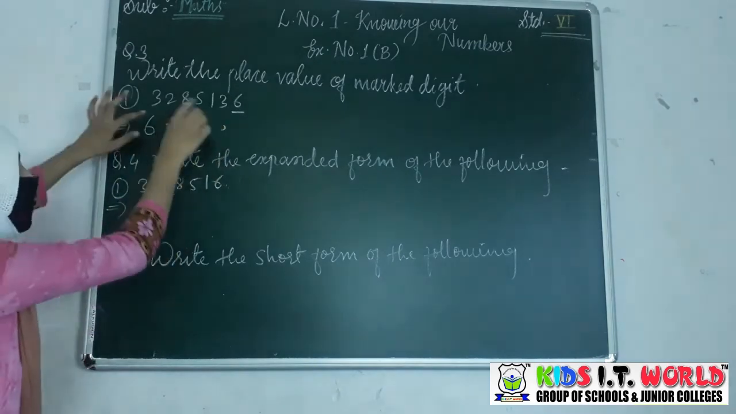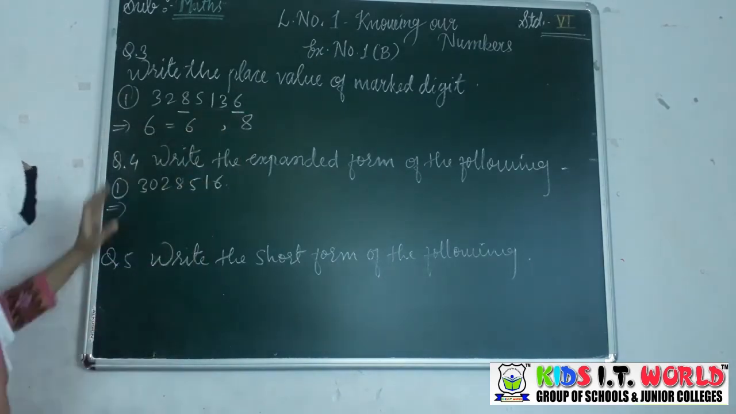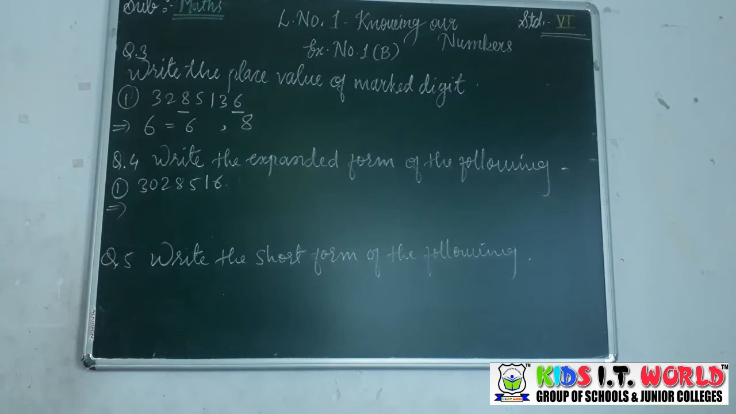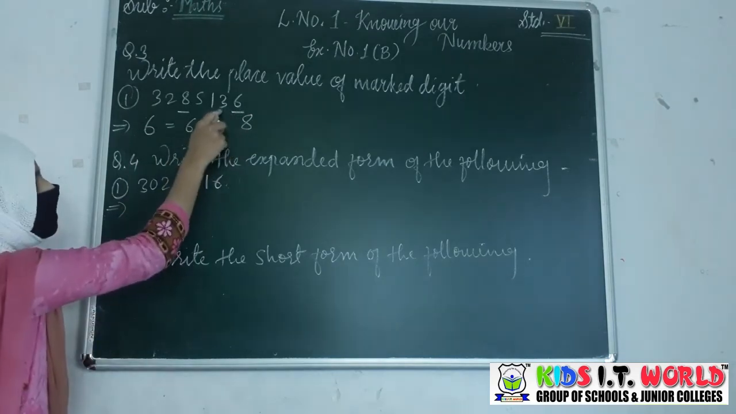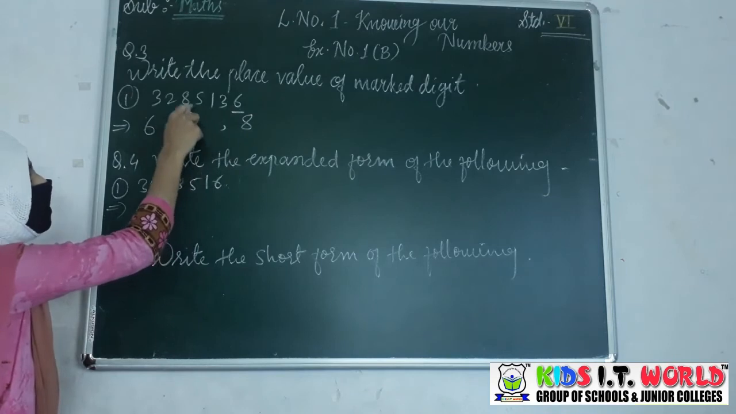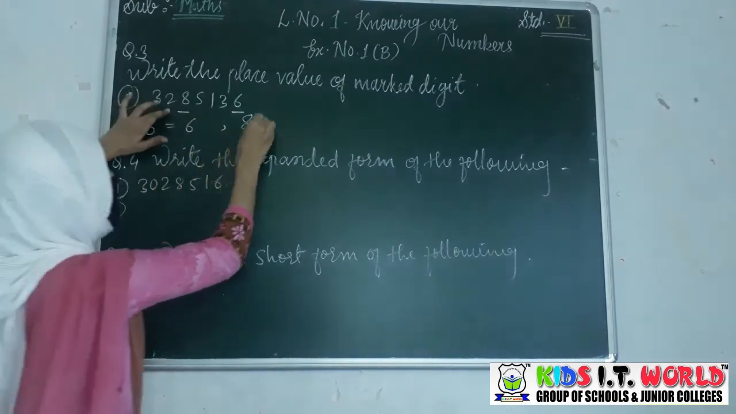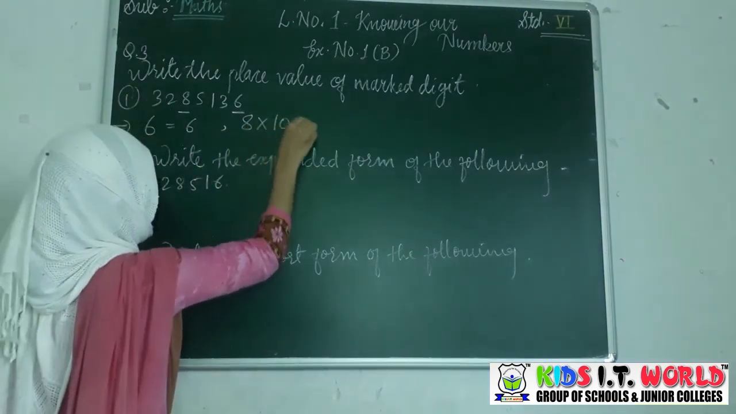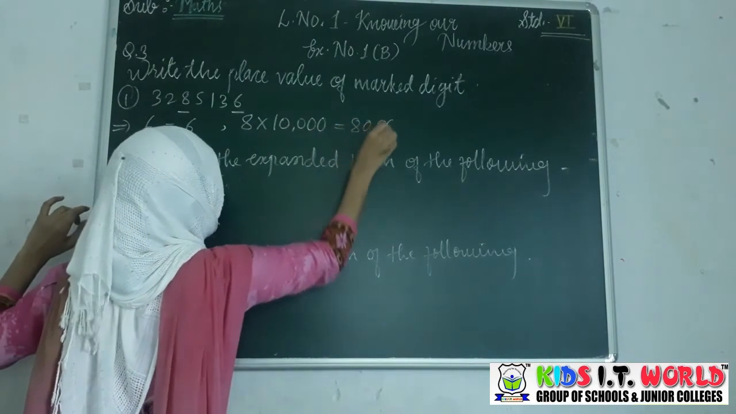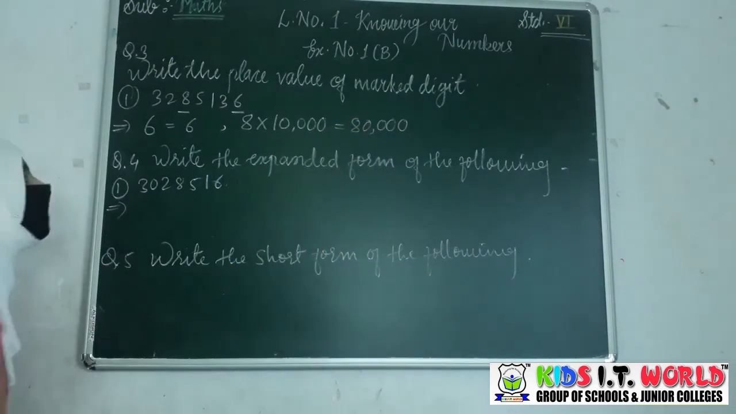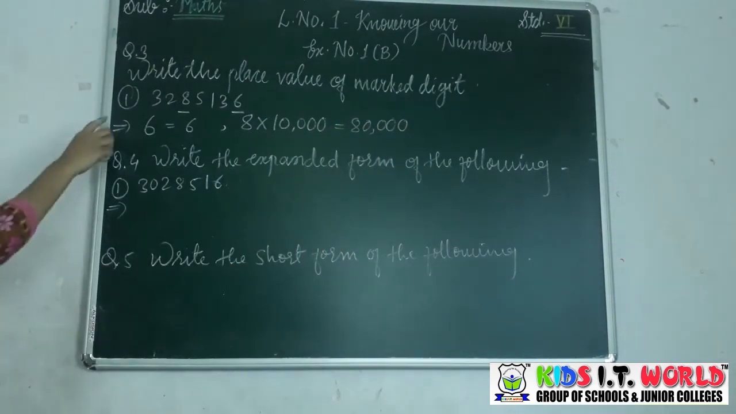Now place value of 8. You have to write the place value of 8. Now see the position of the 8. So you will start counting ones, 10, 100, 1000, 10,000. So you will multiply this 8 by 10,000. So you will get the place value of 8 is 80,000. In this way you have to find the place value. Remaining questions you will do yourself.